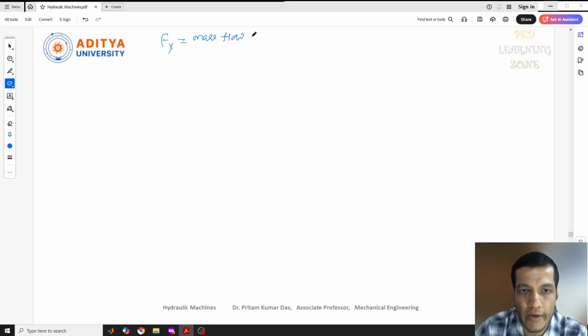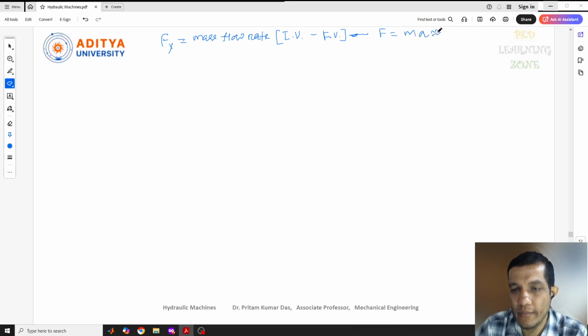This is flow rate into initial velocity minus final velocity. So what is the mass flow rate? We can say this one actually came from F equal to mass into acceleration. And the same thing we can write: mass into acceleration equal to change in velocity with respect to change in time.